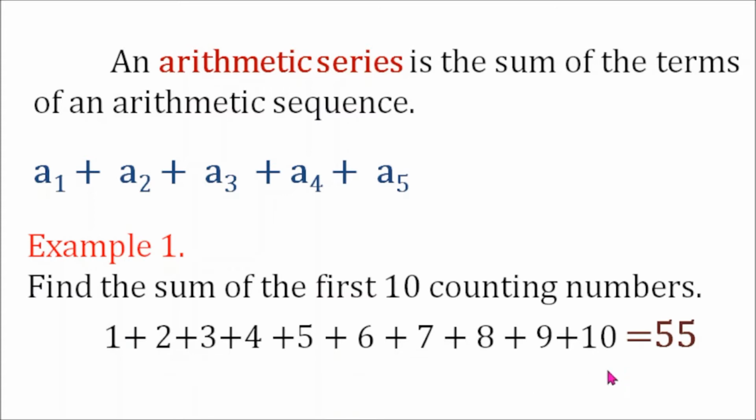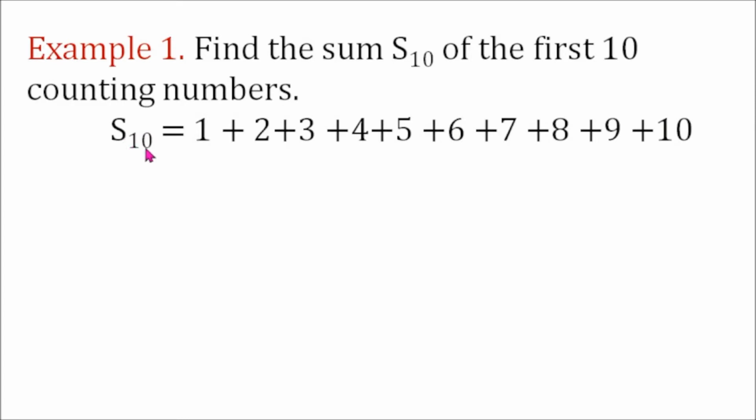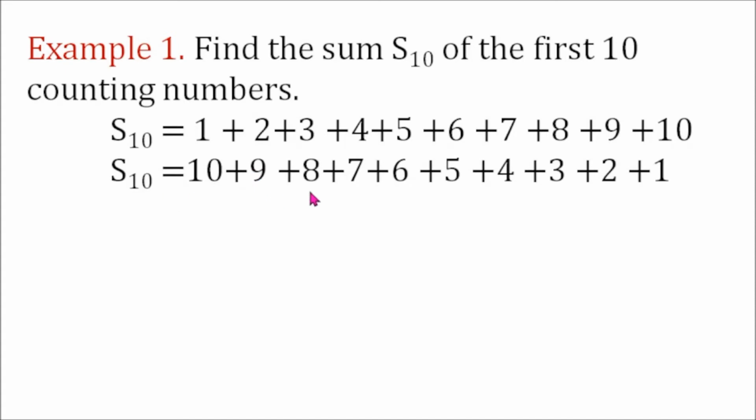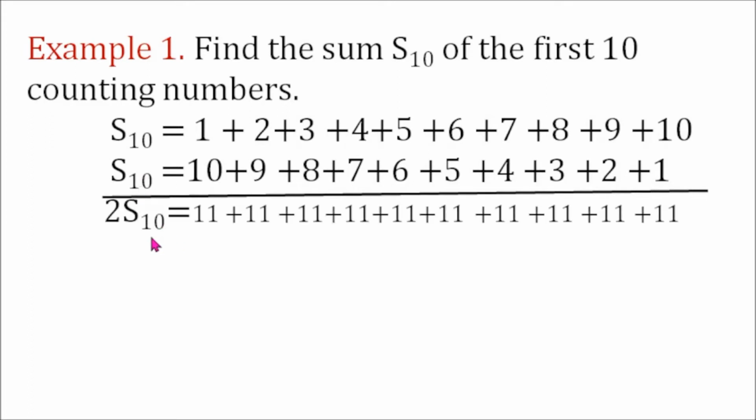Now, to devise a way to make things easy, we will consider this method here. S sub 10 equals 1 plus 2 plus 3 and so on. And then if we do the reverse order, S sub 10 equals 10 plus 9 plus 8 plus 7 and so on. Then adding these two equations, we have S sub 10 plus S sub 10 equals 2 S sub 10, and 1 plus 10 is 11, 2 plus 9 is also 11, 3 plus 8 is also 11, and so on, such that the last pair 10 and 1 will also give us the sum of 11. So notice here that 11 appears 10 times, because there are 10 terms.